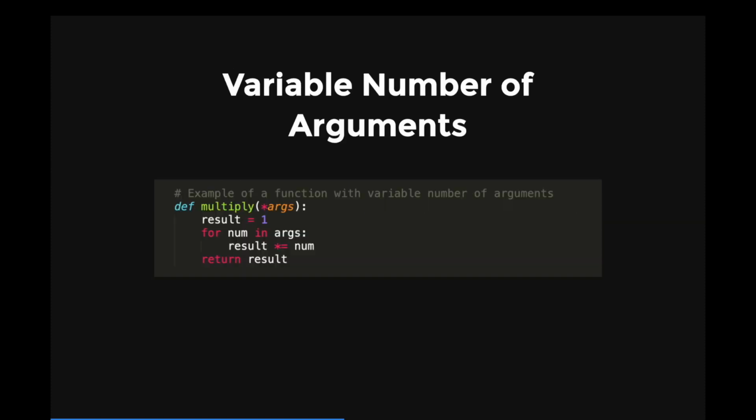Variable number of arguments. Python allows you to define functions that accept a variable number of arguments using special syntax. So in this case, if you see here, the multiply function can accept any number of arguments which are accessible within the function body as a tuple named args.